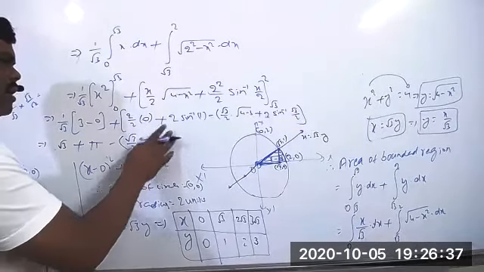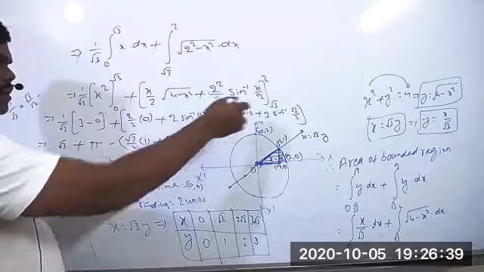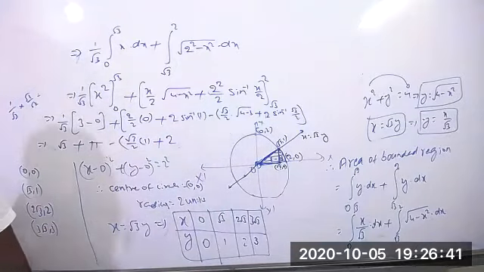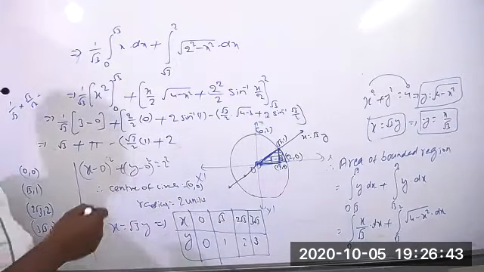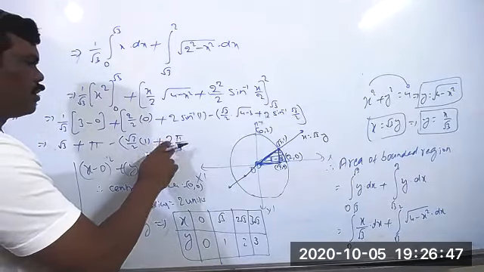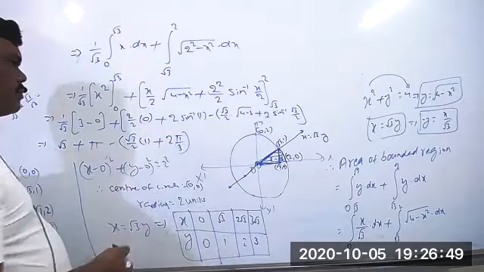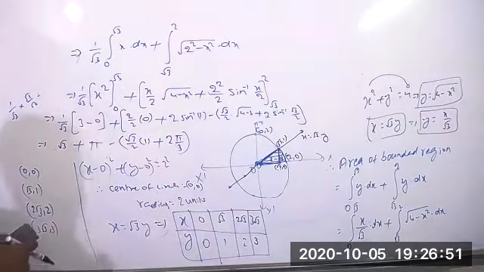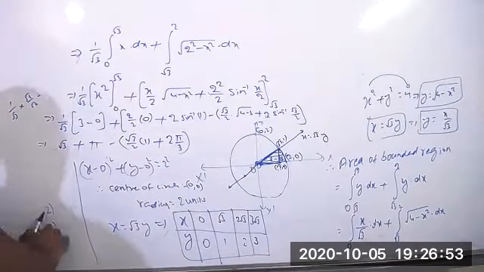Pi by 3, na? Is it correct? I think sin 60 equal to root 3 by 2. So pi by 3 means 2 pi by 3 we will get. 2 pi by 3. Now you can simplify all the values.